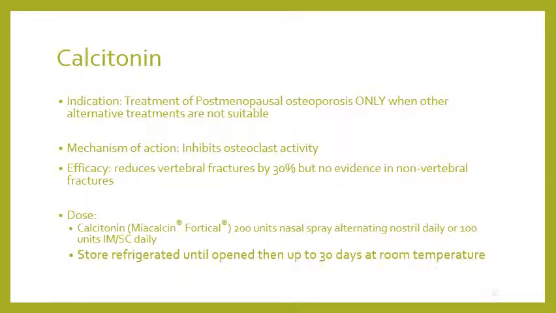Another medication that can be used in the treatment of postmenopausal osteoporosis, only when other alternative treatments are not suitable, is calcitonin. The mechanism of action of calcitonin is that it inhibits osteoclast activity. It reduces vertebral fractures by about 30%, but there's no evidence for use in non-vertebral fractures. The dose of calcitonin is either 200 units as a nasal spray daily, alternating nostrils, or 100 units intramuscularly or subcutaneously daily. These need to be stored in the refrigerator until opened, and then up to 30 days at room temperature thereafter.